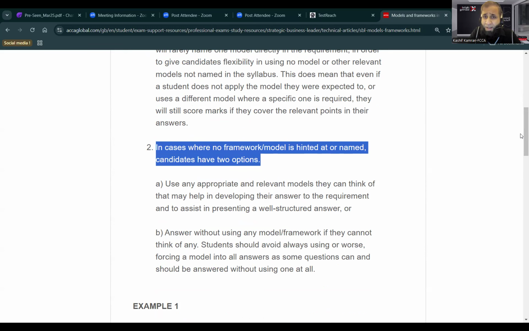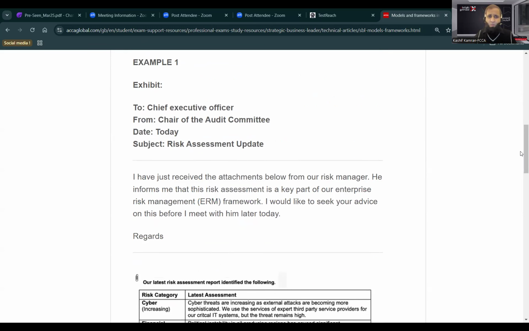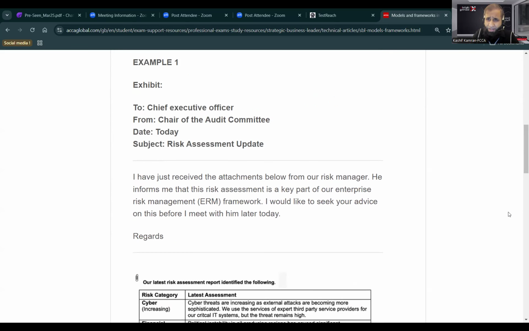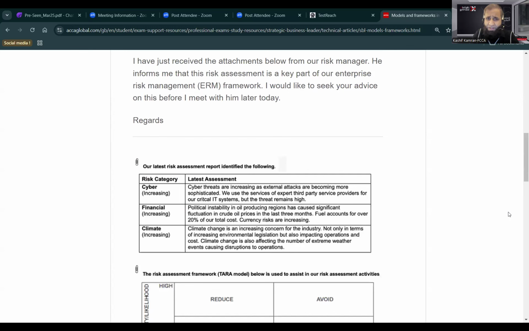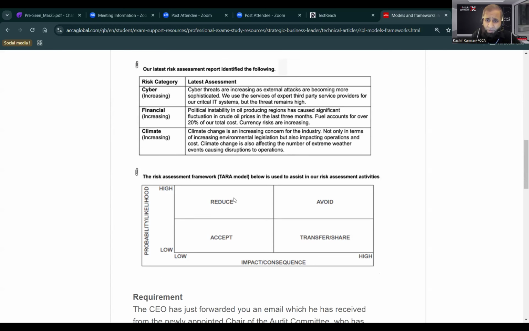Now, let's look at an example one. This is an example one, and in this example it gives you something down. This is basically the exhibit, and in the exhibit you have been given the risk assessment. Under the risk assessment in the exhibit, you have been given the TARA model: reduce, avoid, accept, transfer, likelihood, and impact. Now, this is given in the exhibit. The exhibit is giving you information about risk, and information about the TARA model.